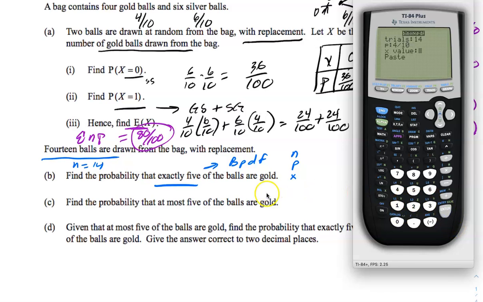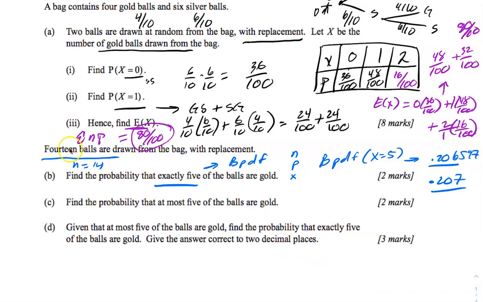And then how many balls do we want? We want 5. Exactly 5. We hit paste, and we get that. So we're going to do binomial PDF of x equals 5. And then we get 0.206597. Remember 3 sig figs? So 0.207 will be your answer. So the odds of getting exactly 5 balls, if you draw 14 balls at random, if we're doing this 14 times, is about 21%.